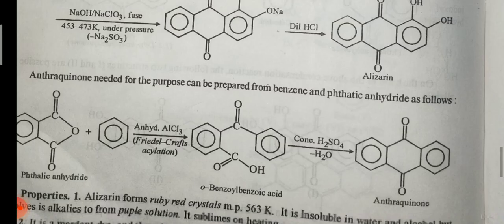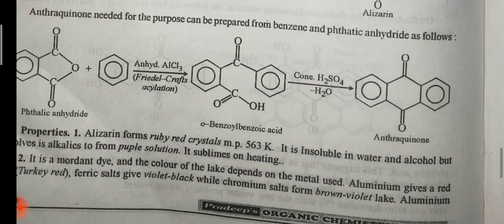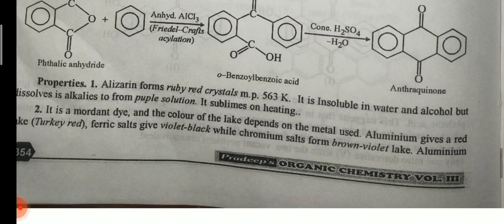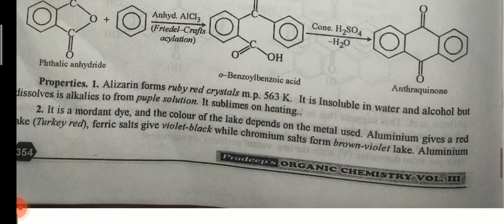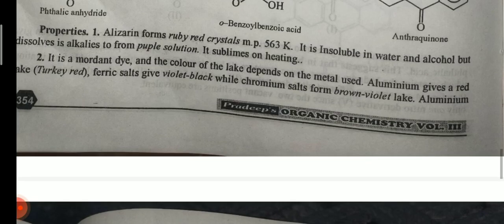Anthraquinone needed for the purpose can be prepared from benzene and phthalic anhydride as follows. Properties. Alizarin forms ruby red crystals, melting point 563 Kelvin. It is insoluble in water and alcohol but dissolves in alkalis to form a purple solution. It sublimes on heating. It is a mordant dye and the color of the lake depends on the metal used.